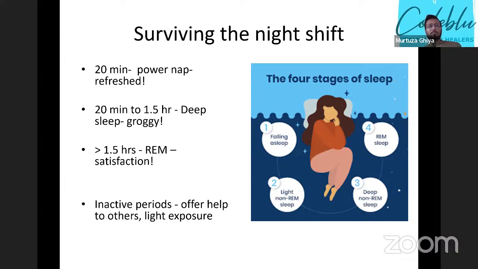Now, during these inactive periods in the night shift, when you don't have too many patients, try not to sleep. The way to do that is offering your other colleagues some help. This obviously never hurts. Always helping them will come back in a good way, but you'll also learn more. You'll build stronger bonds. And of course, keep the lights on. Just because you have fewer patients or no patients, don't turn the lights off.